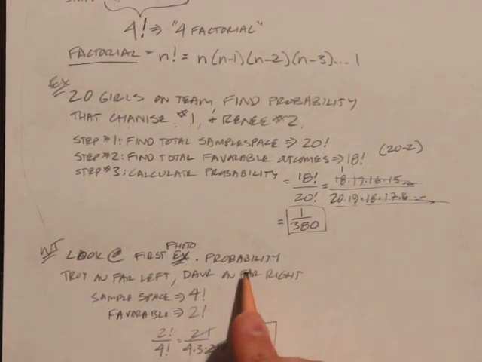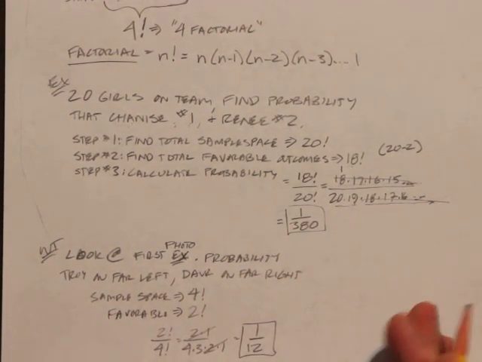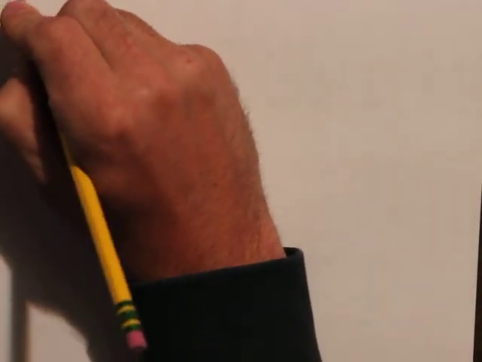So all I've done is I've placed Troy on the far left, I placed Dave on the far right. There are 2 other people to be placed, and who cares where they land, it doesn't matter. So that means there are 2 choices left, 2 factorial, and those go on the top. The sample space goes on the bottom, 1 over 12. Let's do one more. This would be another "you try", I would say. Why not?